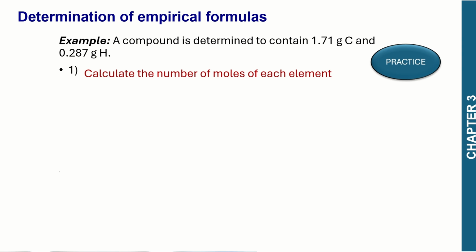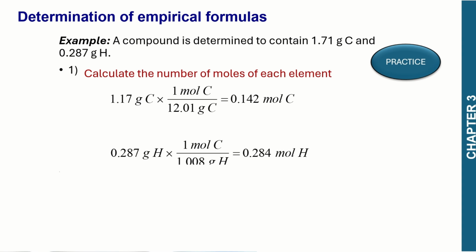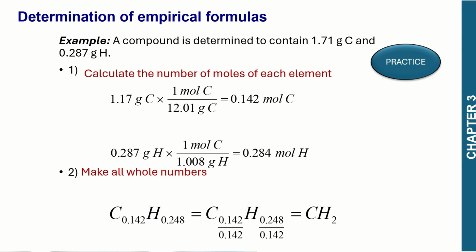So a compound here is determined to contain 1.71 grams of carbon and 0.287 grams of hydrogen. In this case, it's already in grams, so the only thing you need to do is convert to moles. To convert to moles, I need a molar mass for each element. Now that I know the moles, I'm going to divide both by the smallest number of moles. If I don't have whole numbers, I need to find whole numbers the exact way that I explained to you. In this case, we got close to whole numbers, so 1 and 2. So that is the empirical formula.